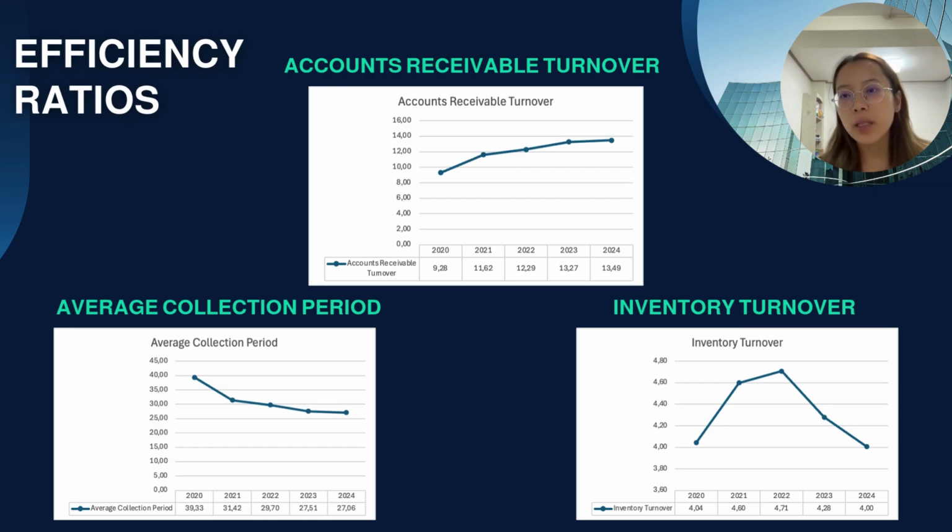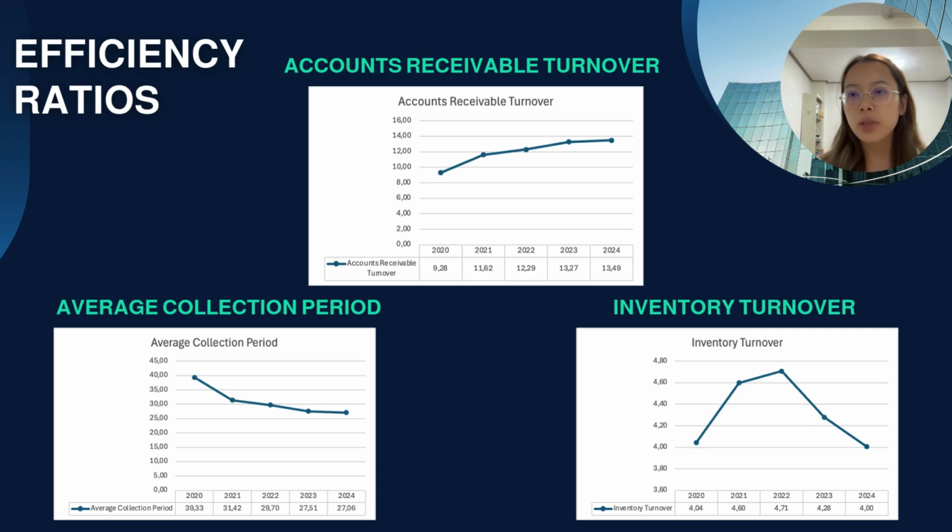It is the number of days it takes to collect receivables. The lower, the better. The average collection period showed a consistent decline from 39.33 days in 2020 to 27.06 days in 2024. This decreasing trend complements the improvement in accounts receivable turnover, indicating that the company is collecting payments from customers more quickly. A shorter collection period generally reflects positively on the company's credit policies and cash flow management.